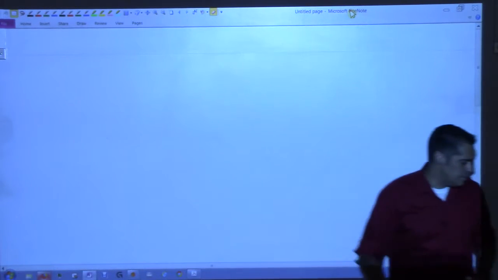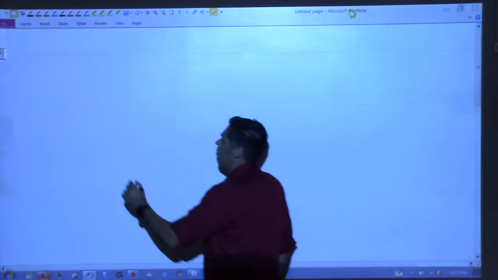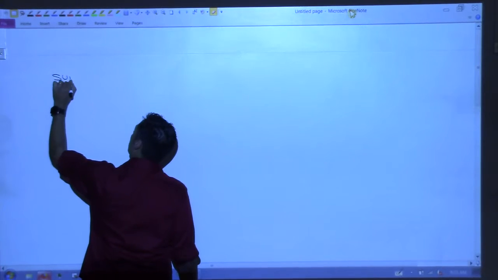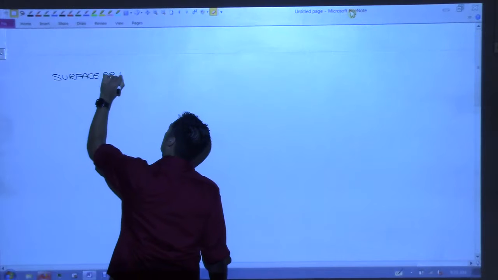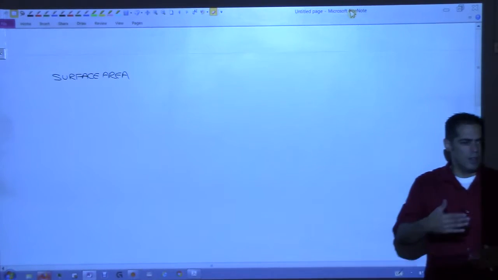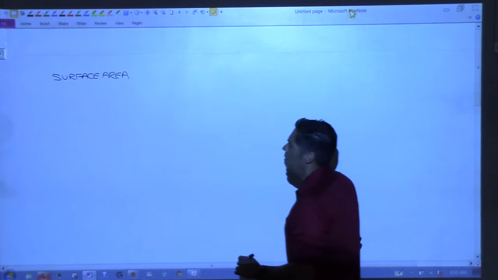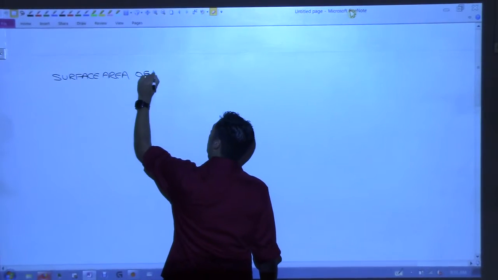All right, we're going to move on. New idea now, all right? We are now moving into the next section, 7.5. So this is surface area. And I didn't state this on the notes I just handed to you. So you might want to add this to the surface area of revolutions.